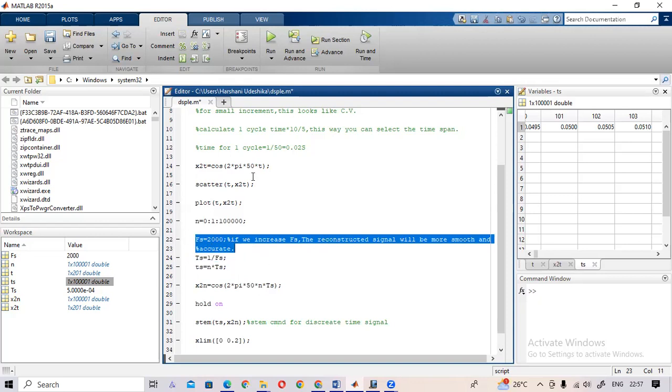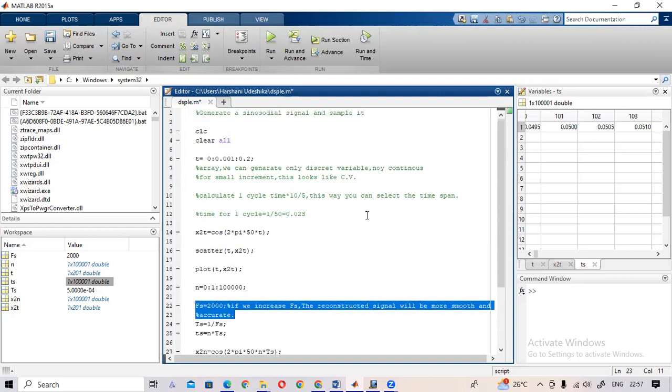We will stop here. We need to discuss the aliasing effect next week. After discussing the aliasing effect, we will move to the Fourier transform part, the Fourier analysis part. Maybe after next week we can move to the Fourier analysis part. So now we will stop.